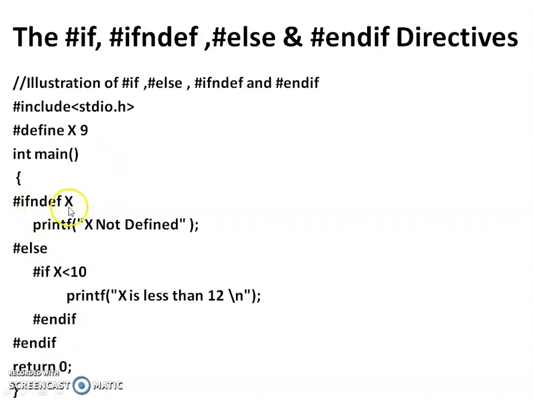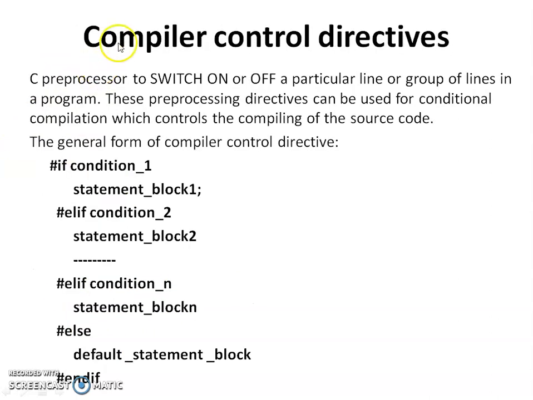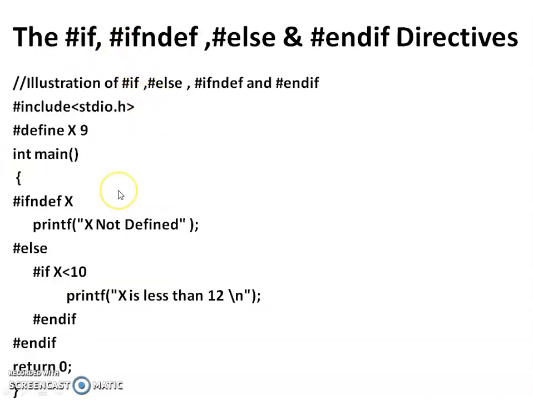If the x value is not defined, a macro for x is not defined. So if it is true, then it's going to write x not defined there. Else, if it is not true, if x value is already defined there, then it is going to check whether that x value is less than 10, then it's going to print x is less than 12.